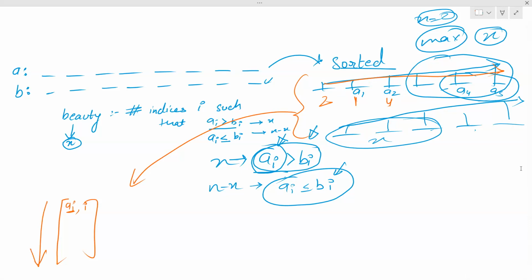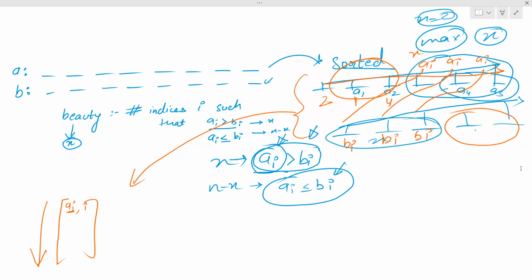Forget about the remaining values right now. Forget about these values, I'll explain this in a moment. We are just looking at these X values. We're trying to fix these values with these. This is A_i and this is B_i. This is A_i and this is B_i. And we are trying to make it such that A_i is more than B_i.